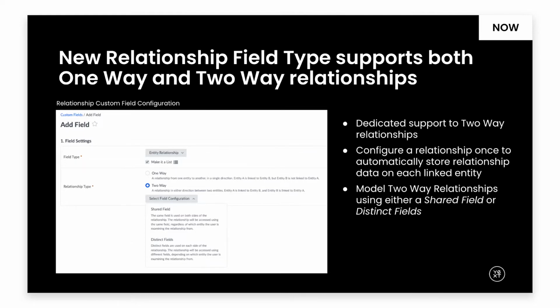So when you add a two-way relationship now, whenever you're creating that relationship field, each entity that's involved in the relationship is automatically updated with the appropriate relationship data, including a backlink to its related counterpart in the knowledge graph. So, two-way relationships can also be configured in two ways that really help you get at the nuance of these relationships. You can use either a shared field or two distinct fields to describe the relationship. Let's take a look at what that means more specifically.